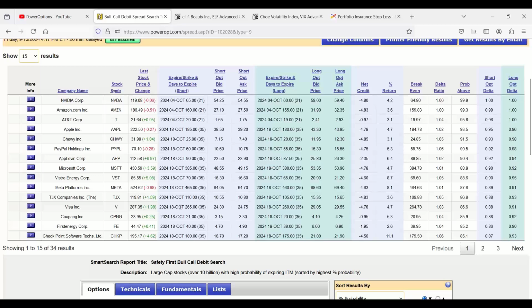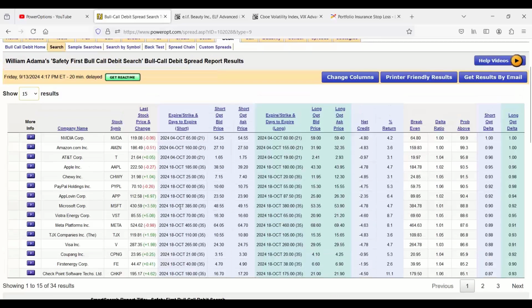Hey, I want those large cap stocks and names that I know for a bull call debit spread, a bear put debit spread. Here you go. What have we got? NVIDIA, Amazon, AT&T, Apple, Chewy, PayPal, Microsoft, Meta, all company names as you heard before, not necessarily newsbreakers, some fast movers from time to time, but not overly volatile considering the rest of the market.